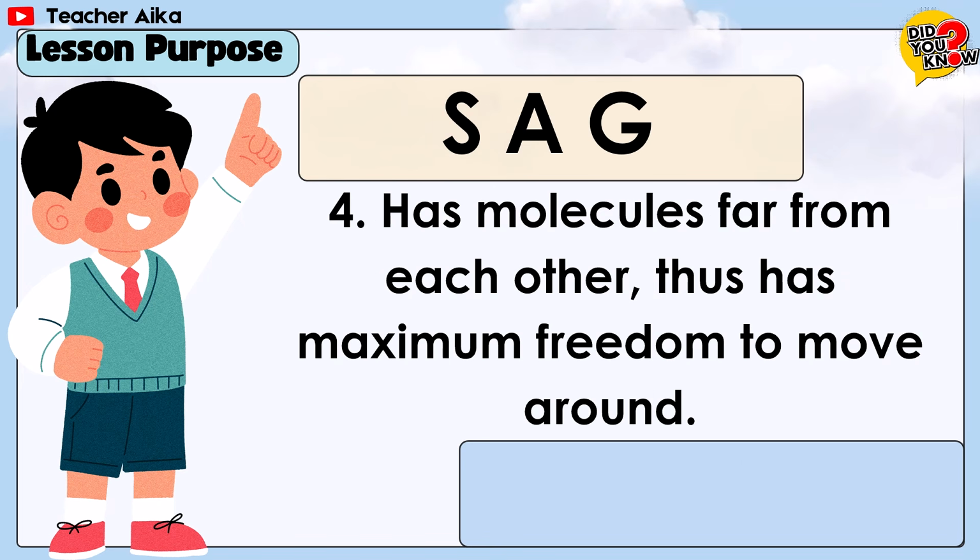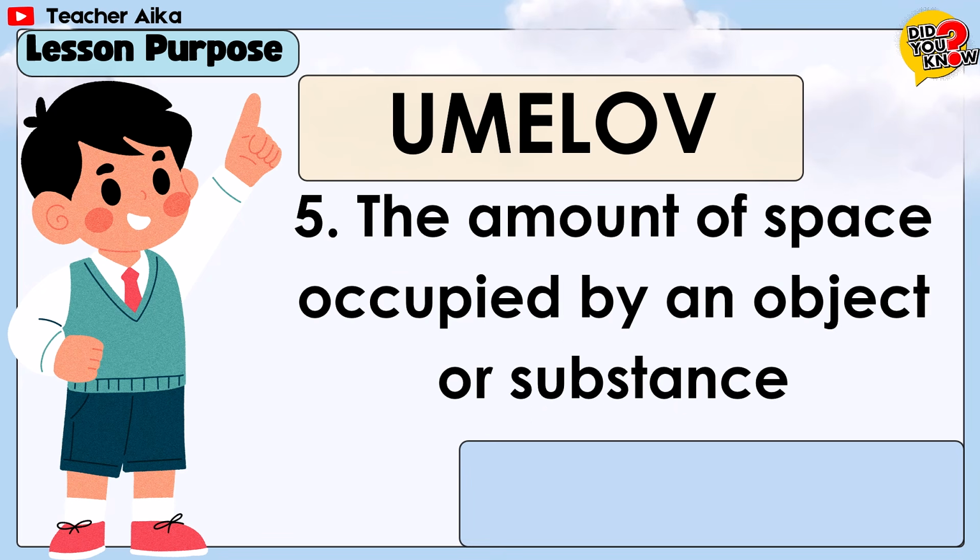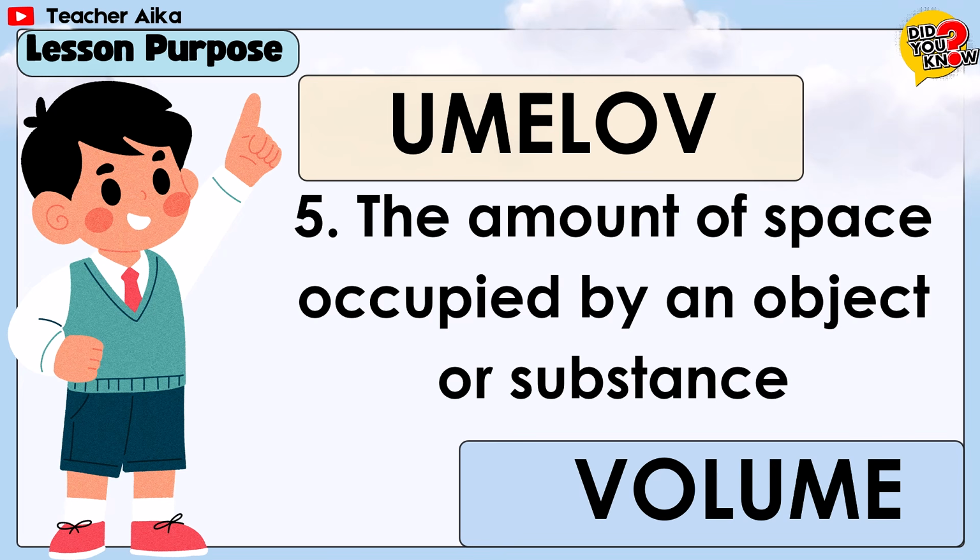Number 4. Has molecules far from each other, thus has maximum freedom to move around. The answer is gas. Gas. Number 5. The amount of space occupied by an object or substance. The answer is volume. Volume.